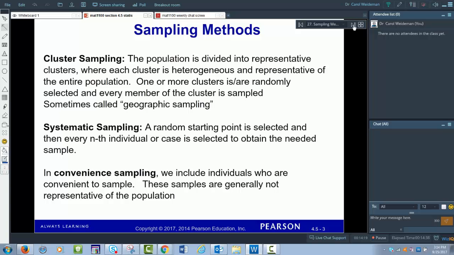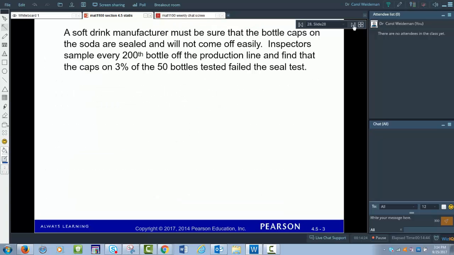Systematic, we pick a random starting point and then we take every nth case or individual to get the desired sample size. Convenience is where we pick people or things that are easy to get, and these are generally not representative of the population.